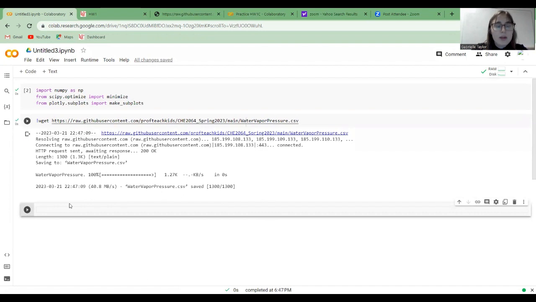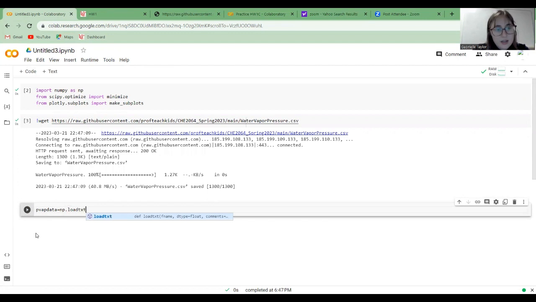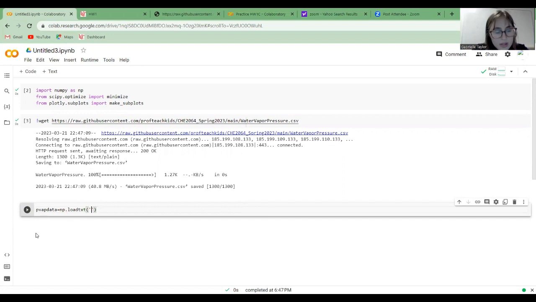And now that we have the data, I want to assign it to what it is. So pvap data is going to equal np.loadtxt. So we want to load the text that it's in. And then we want to name the file that it's at, which is water vapor pressure, and this is a CSV file.